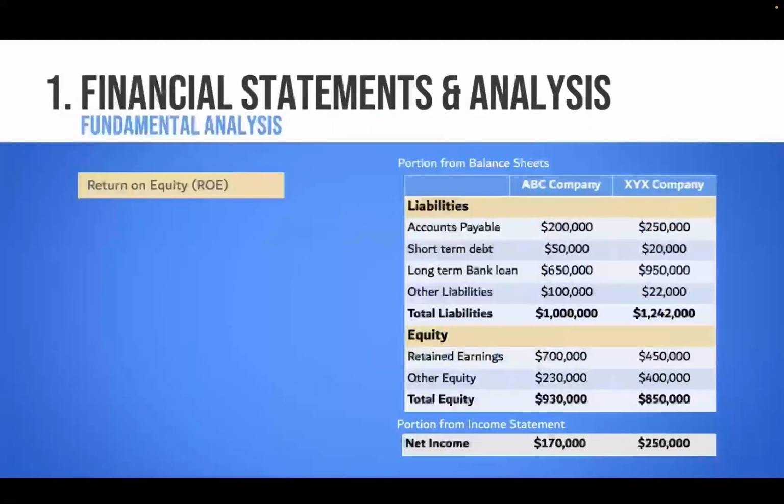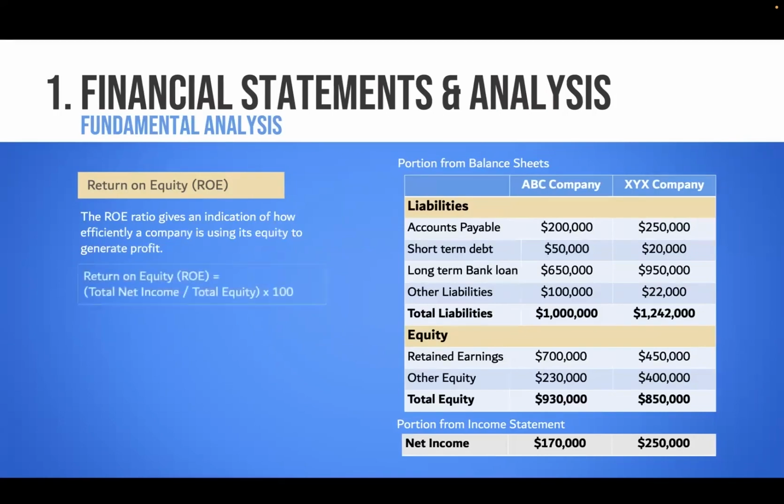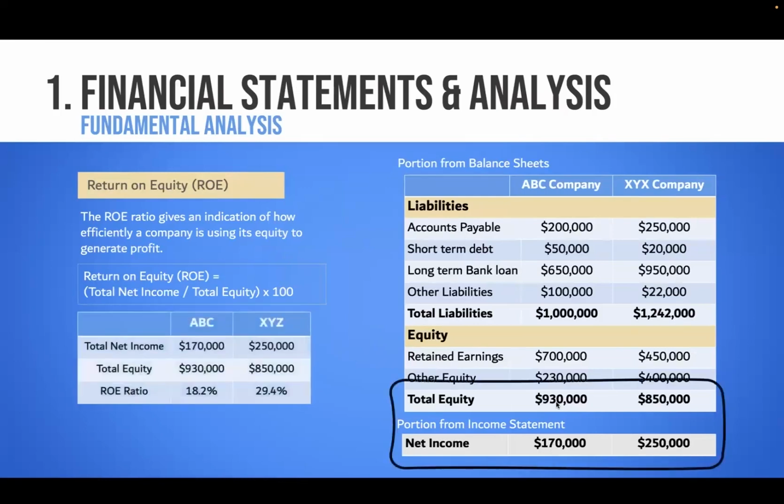The next one is the return on equity. I won't go deep, but basically return on equity is how much your net income is compared to the total equity, $170 million or $170,000 compared to the equity of 930. So what is that percentage? So see here, I'm comparing two companies, ABC company and XYZ company.